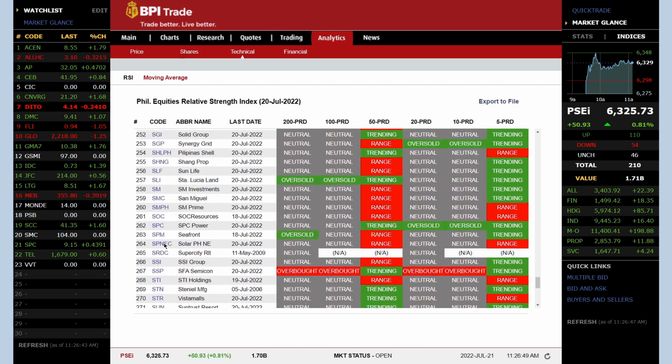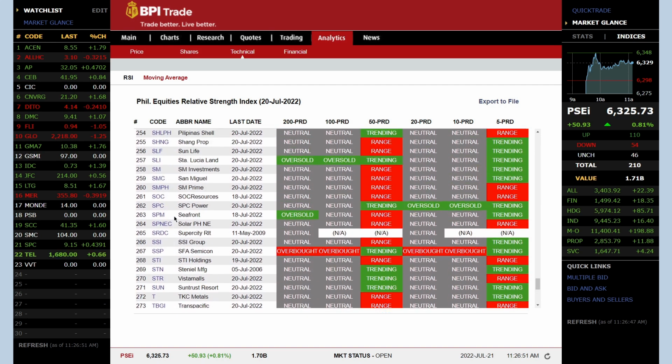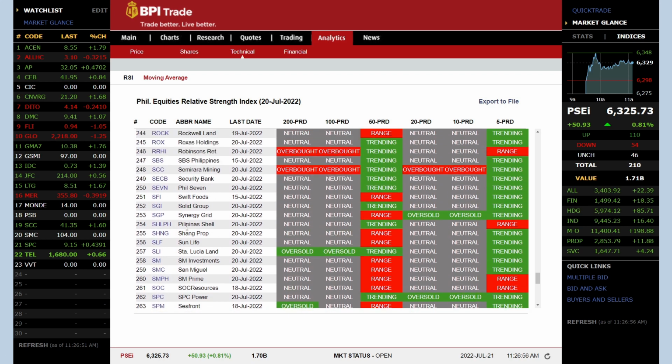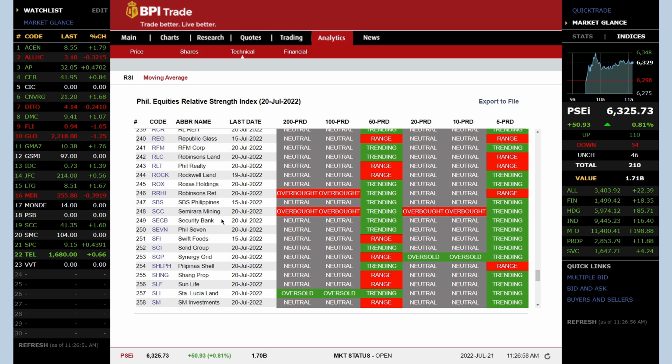Hanapin natin yung SCC. We have SCC. Bakit wala? Mali pa. Ginagawa. Ayan, overbought na siya, diba? Overbought, trending. Overbought, trending.